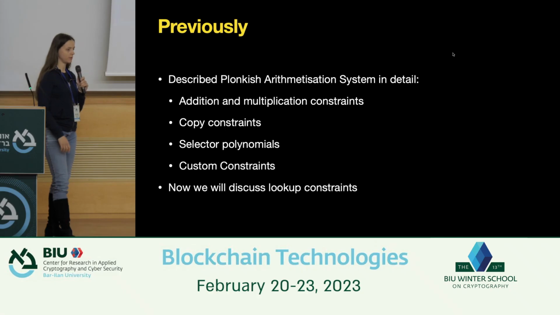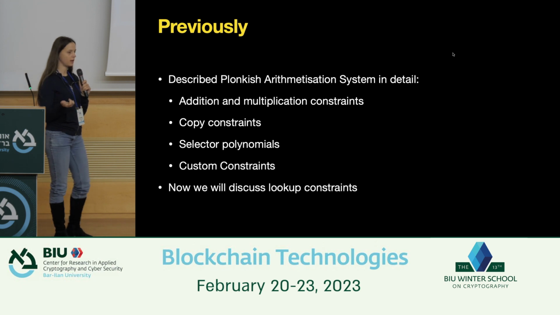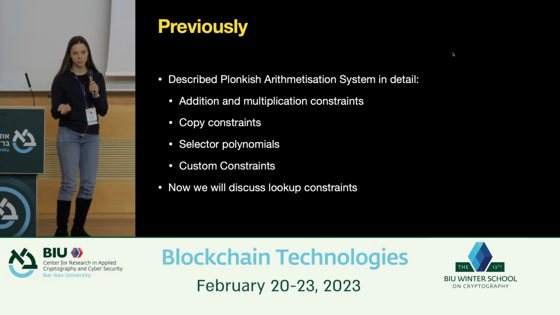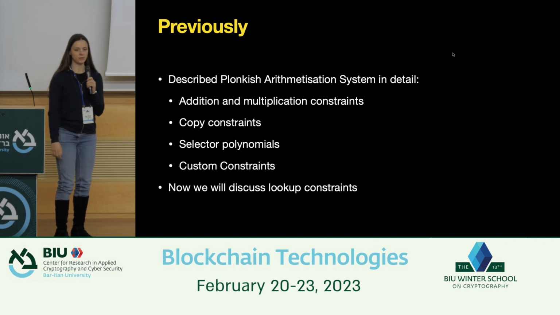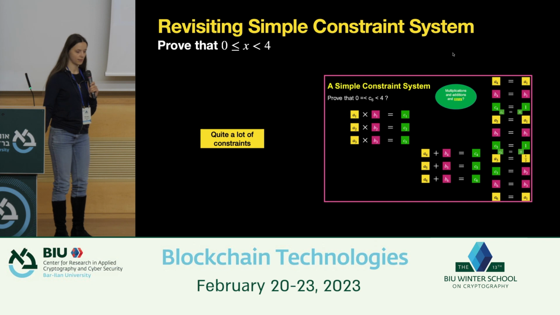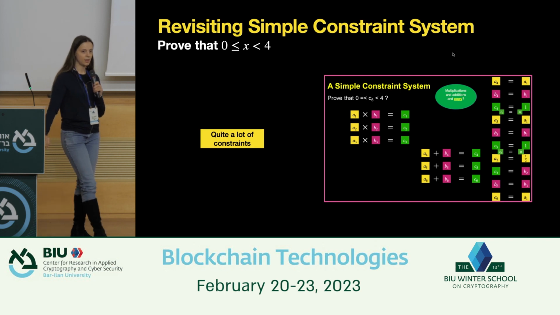So in the last talk, I talked quite a lot about multiplication gates, addition gates, custom constraints, selector polynomials, copy constraints. Now we're going to discuss lookup constraints in a lot of detail. I'm going to spend a full hour on this. So remember the example I gave an hour ago?